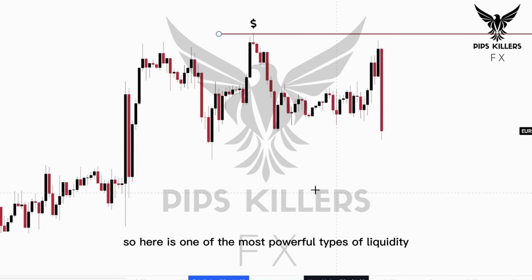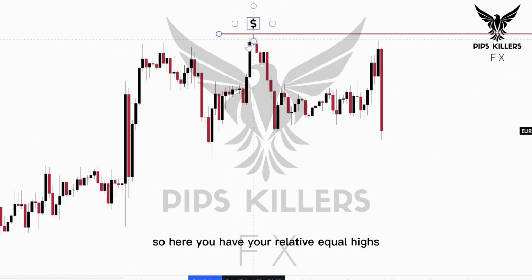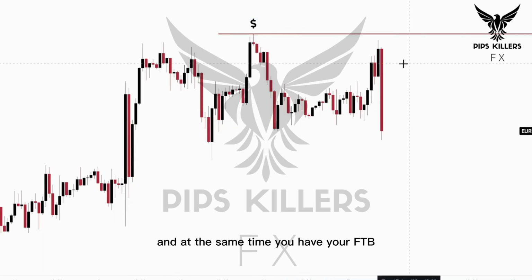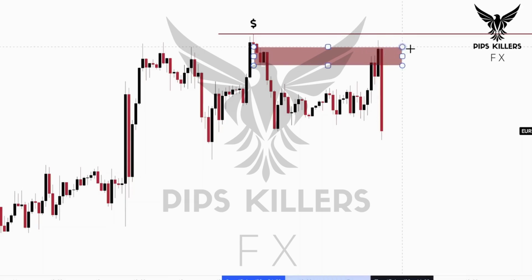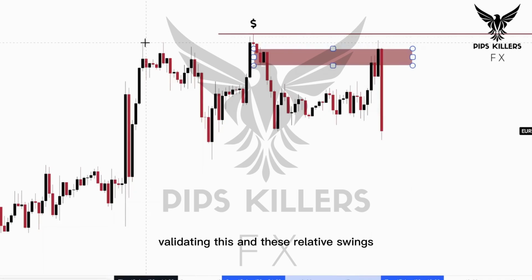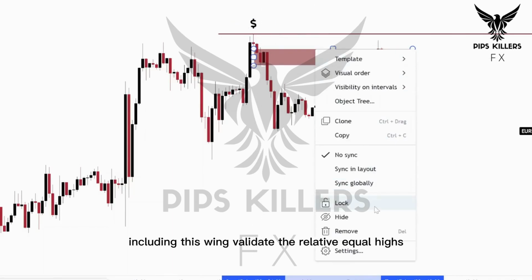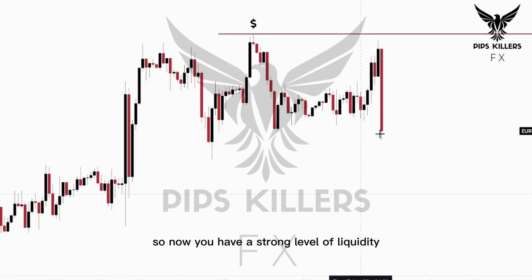So here is one of the most powerful types of liquidity, when two liquidities correlate. So here you have your relative equal highs, and at the same time you have your FTB, which is right here. Price failed to break. It came to this area and reacted with a strong reaction, validating this, and these relative swings, including this swing, validate the relative equal highs. So now you have a strong level of liquidity.